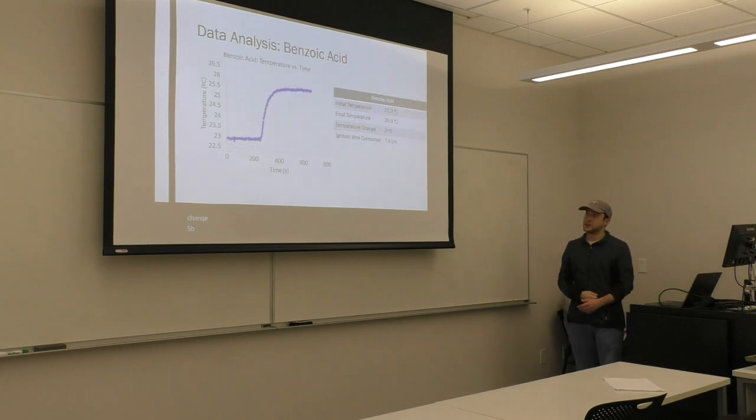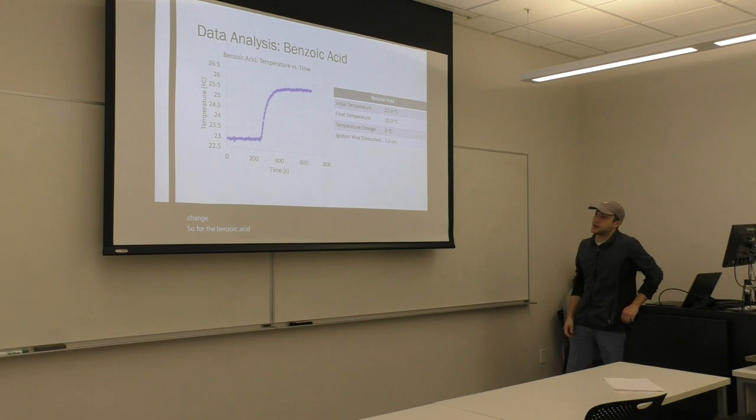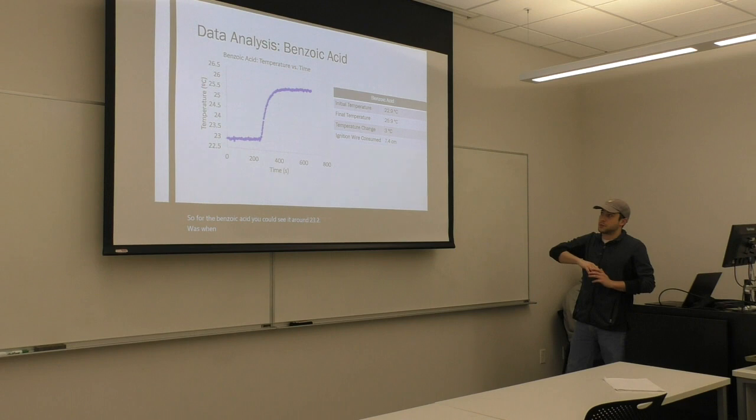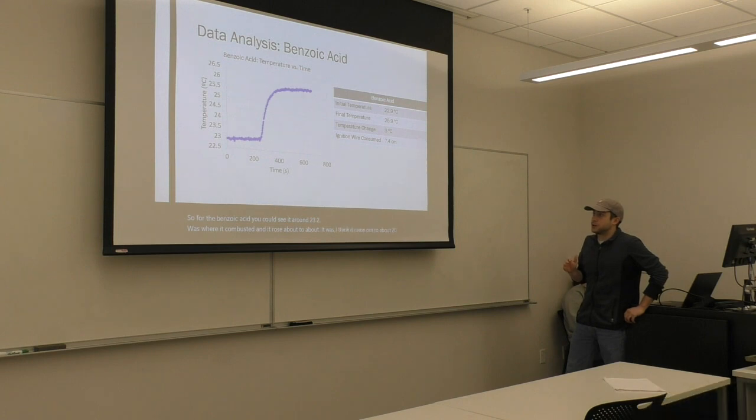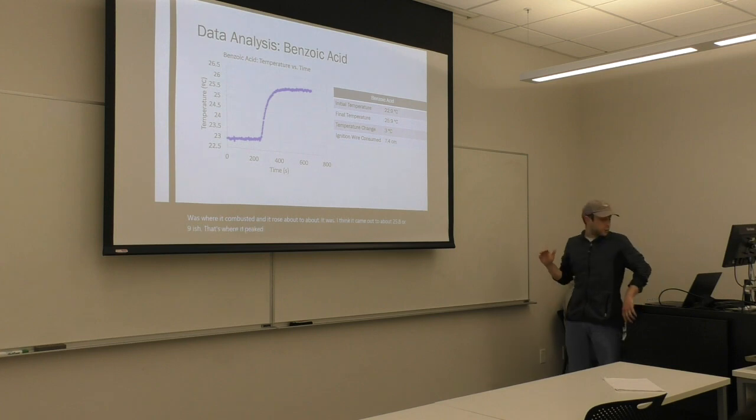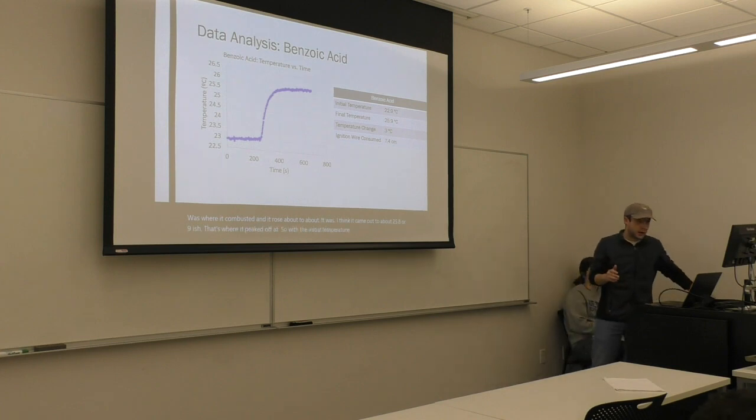So for the benzoic acid, you can see it around 23.2 was where it combusted, and it rose to, I think, about 25.8 or 9-ish, and that's where it peaked off. So with the initial temperature being 22.9 right before combustion, and the final temperature being 25.9, we got a temperature change of 3 degrees Celsius, and the ignition wire consumed was 7.4 centimeters.